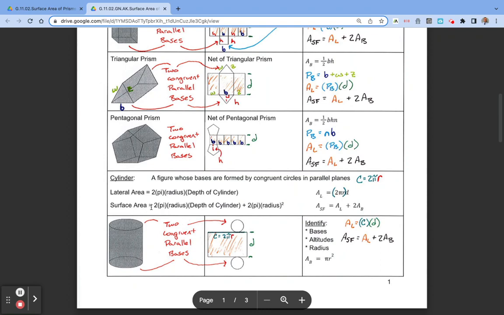And the surface area is 2 pi r times the depth. That's that orange shaded region there. And then we have to have pi r squared. That's the area of a circle, but we have 2 of them, so we have to multiply it by 2. And that's how we can get that last area of the surface. We have the lateral area plus 2 times the area of the base.